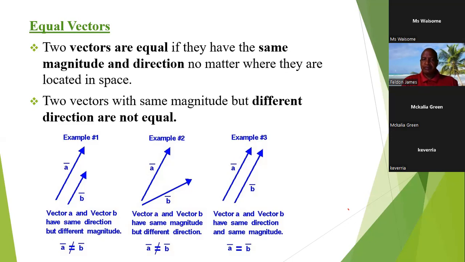And we wouldn't refer to these as antiparallel either. What would antiparallel mean? Antiparallel would look something similar to example 1, except that one arrow would be pointing in the opposite direction.